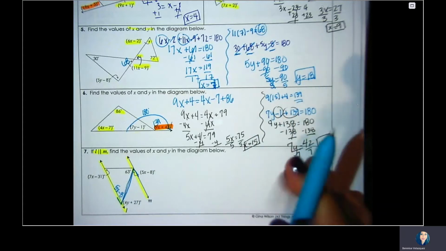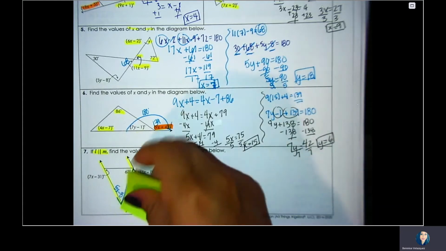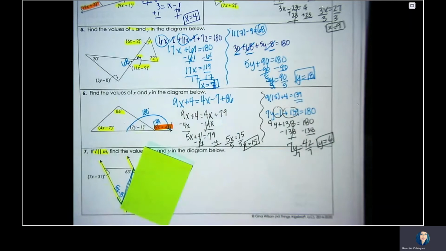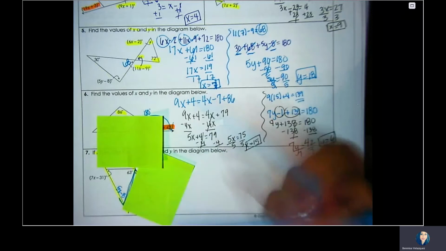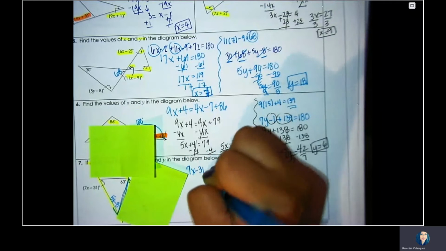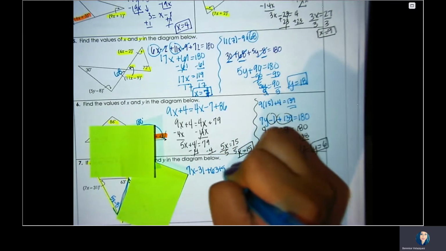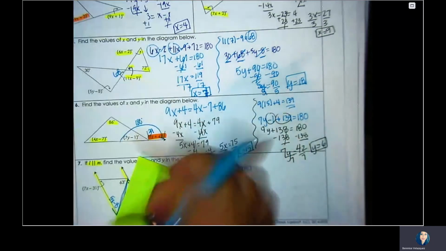So now that I know that, I'll use my sticky notes to cover this up. Okay, I can cover up this part, and hopefully you can see it now. There's a triangle here, so I can do this to get my answer. I can do 7x minus 31 plus 63 plus 5x minus 8, set that all equal to 180. Because this is a triangle, I can do that.